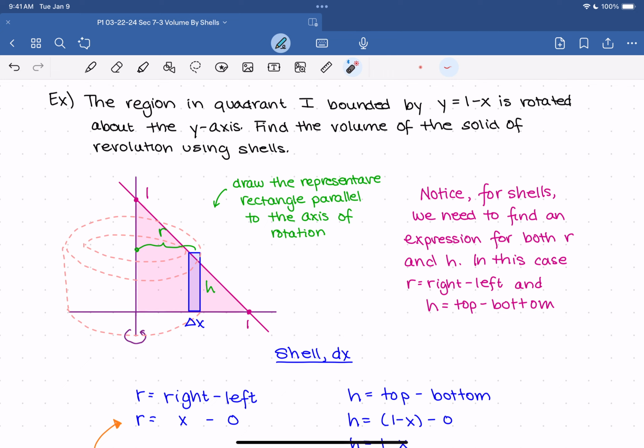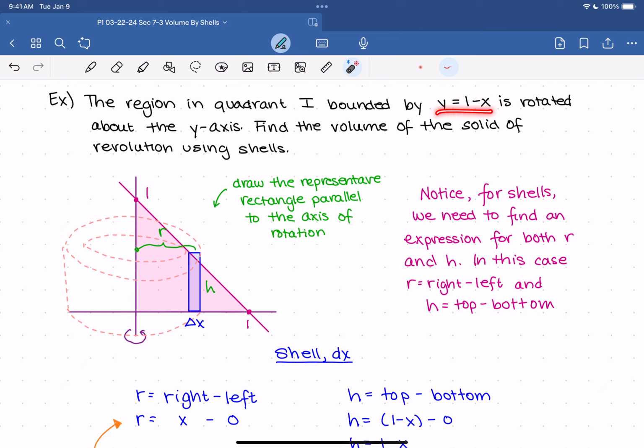In this example, we'll do together, and then I've got two examples that I'll have you guys try on your own before explaining them. So for this first example, we have the region in quadrant 1 bounded by y equals 1 minus x, and it's rotated about the y-axis. Find the volume of the solid of revolution using shells.